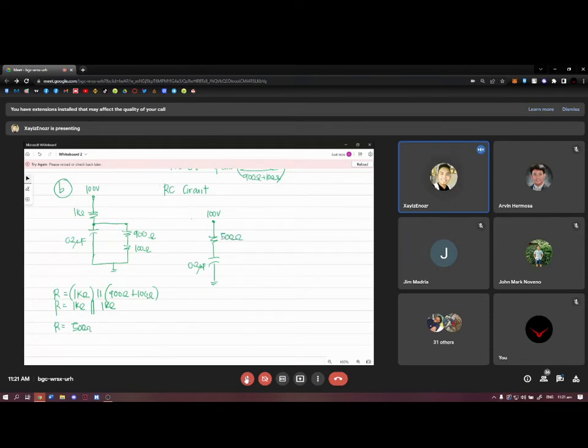So meron tayong RC circuit therefore. Okay, so paano ba malalaman yung time constant? Time constant tau is equal to time constant ng capacitor ng RC circuit is simply RC. So tau therefore is equal to R, which is 500 ohms times 0.2 microfarad. So our time constant therefore is ilan yan? 500 times 0.2 microfarad is ilan?